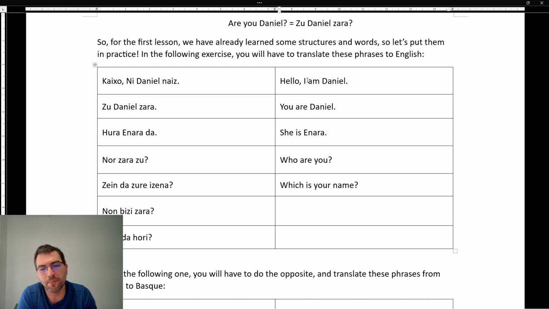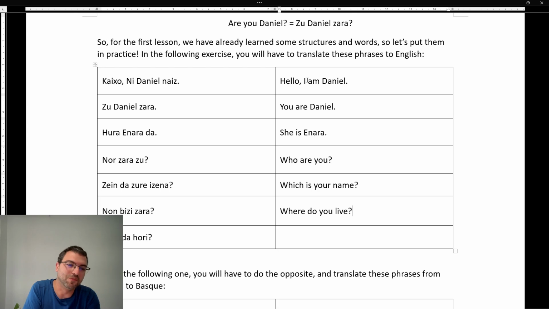Non bizi zara? Where do you live? As you see here, there is no auxiliary verb, as in English you use do. Do you live, for example? There is no auxiliary verb. Well, actually there is, sorry. It's zara. So zara, the verb izan, is used in this case as an auxiliary verb. I didn't want to put it here. Maybe in next lessons we will learn more about these types of auxiliary verbs. But for the moment, please forget it.